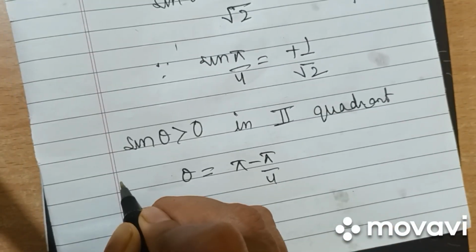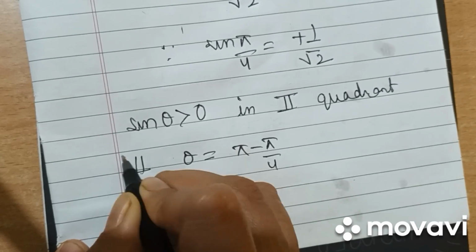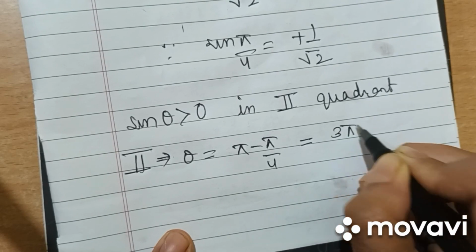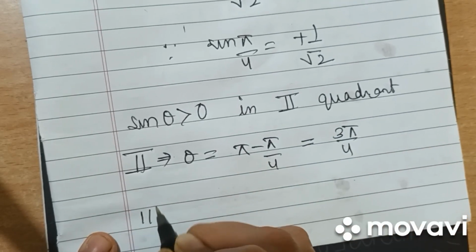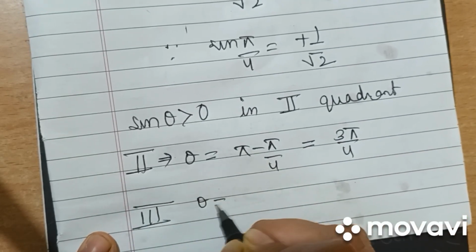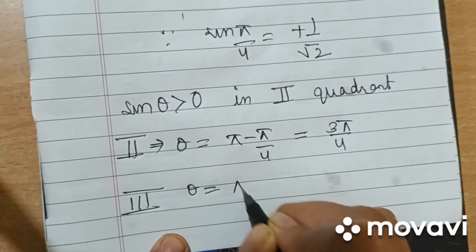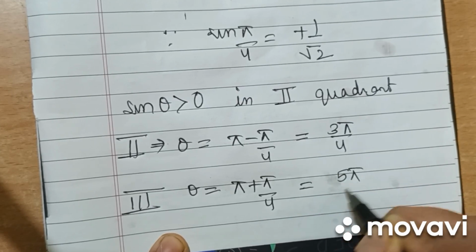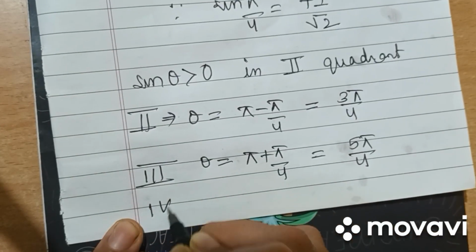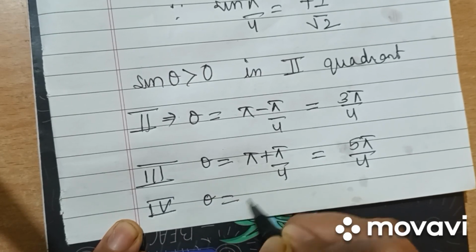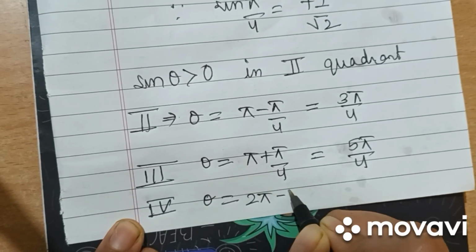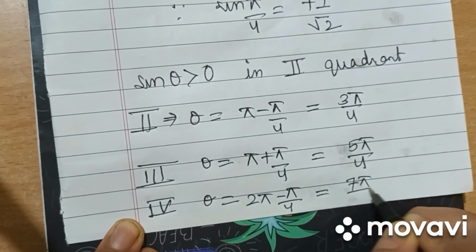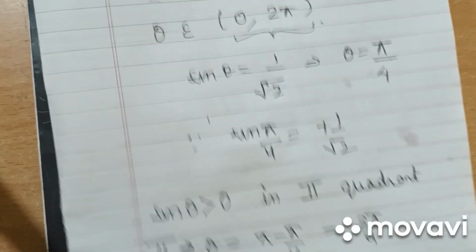In second quadrant, we have theta equal to pi minus pi by 4, that is equal to 3 pi by 4. In third quadrant, theta is equal to pi plus pi by 4, that is equal to 5 pi by 4. In fourth quadrant, theta is equal to 2 pi minus pi by 4, that is equal to 7 pi by 4. Now what is given in the question?